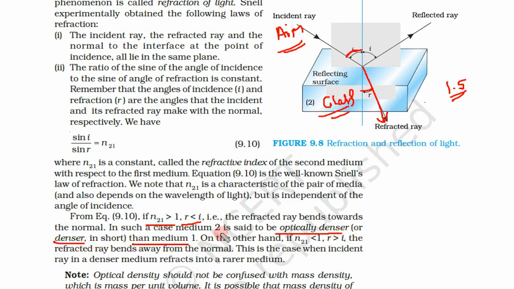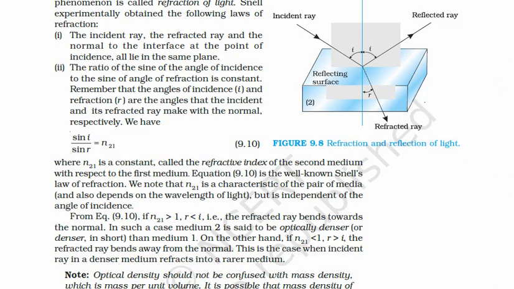On the other hand, suppose we have the reverse, n21 is less than 1. Then what happens? r will be greater than i. The refracted ray bends away from the normal, so it will go away from the normal. We will learn how this happens. This is the case when an incident ray in a denser medium refracts into a rarer medium. So what is the meaning of this?